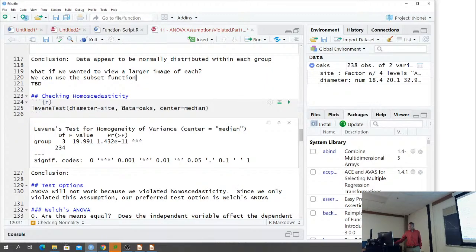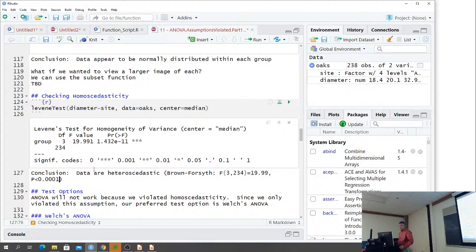Brown-Forsythe, Levene test, center equals median. What's our conclusion? Yeah, data are heteroscedastic. All right, so we reported Brown-Forsythe. We've got our F value, we've got 3 and 234, that's our degrees of freedom, 19.99, and P is less than 0.0001. So pretty small.